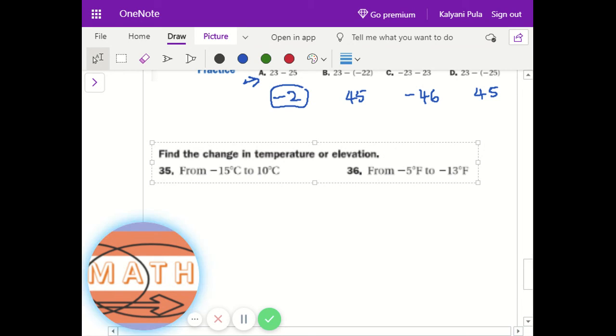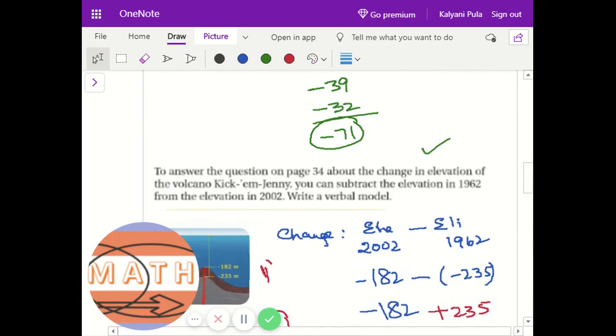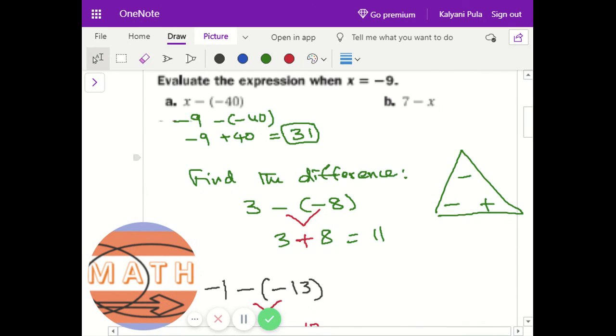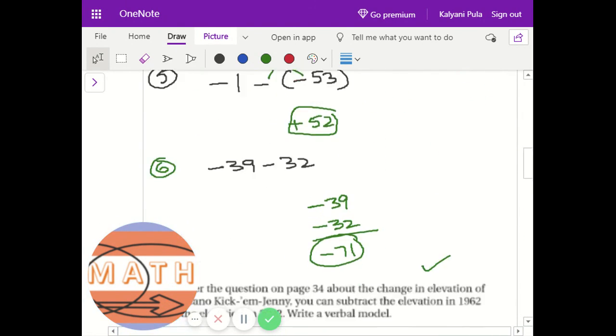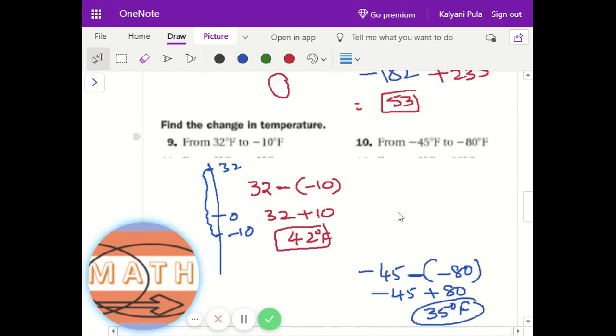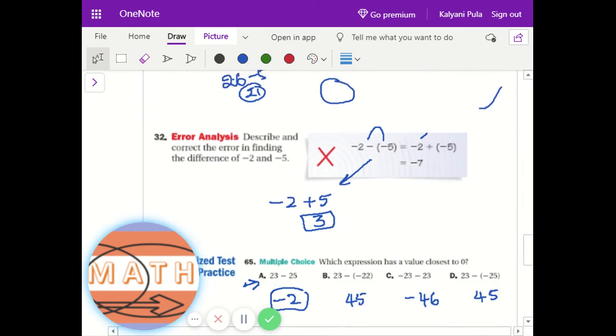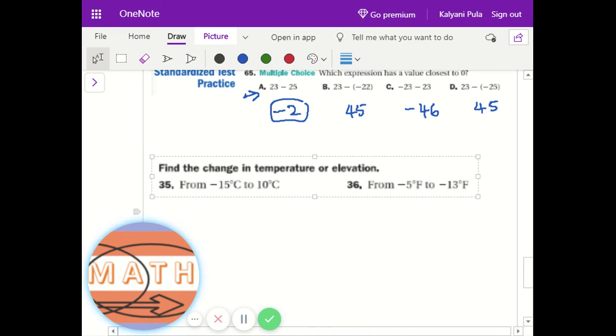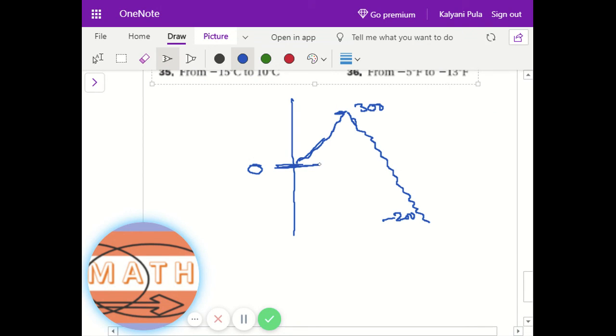Very good. Okay, awesome. So with this, we learned about adding and subtracting integers. We did some evaluate problems, and we did some word problems, especially drawing the number line, which is a great thing. And when you work with temperatures, you have to be careful. Okay, good work today.